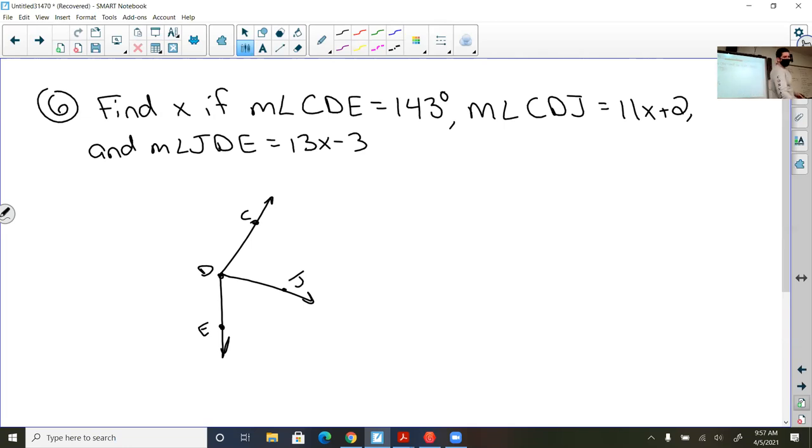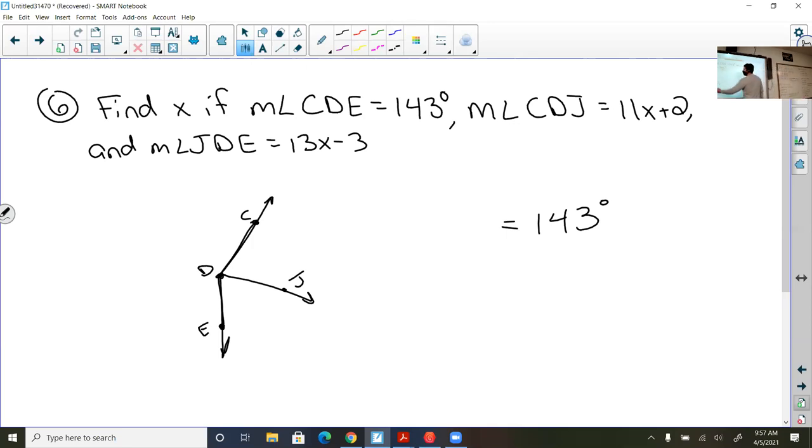Number six, this is the last homework problem that we had. We want to find x if the measure of angle CDE is 143 degrees. So I'm recognizing that C to D to E is going to be our whole. So I'm going to write 143 degrees is what my equation will equal. And then that means that CDJ and JDE would be my two parts.